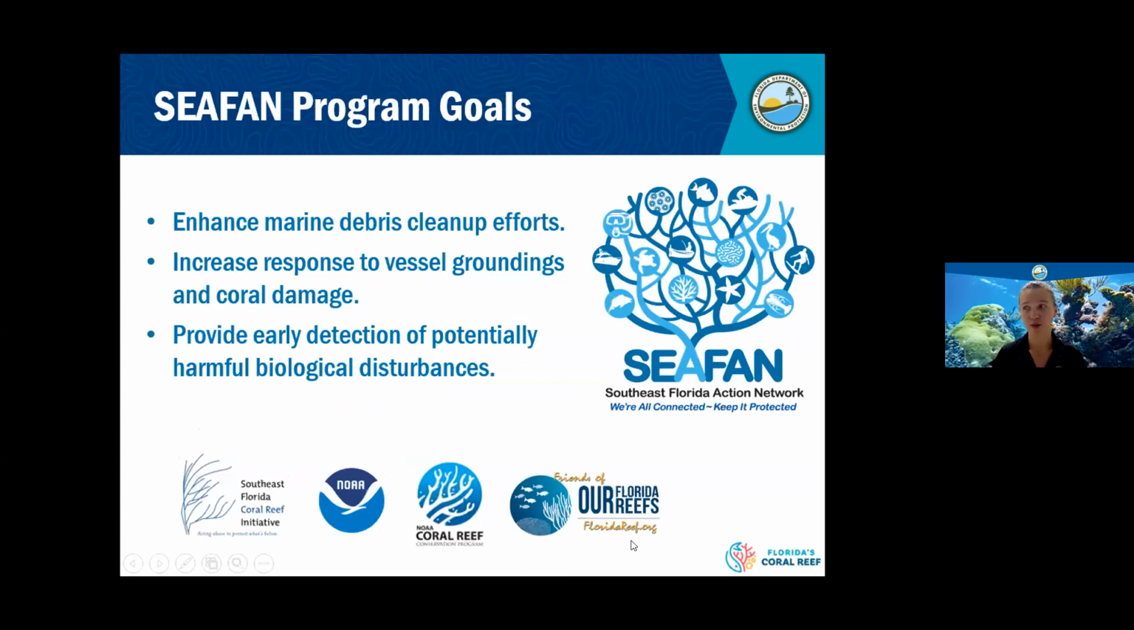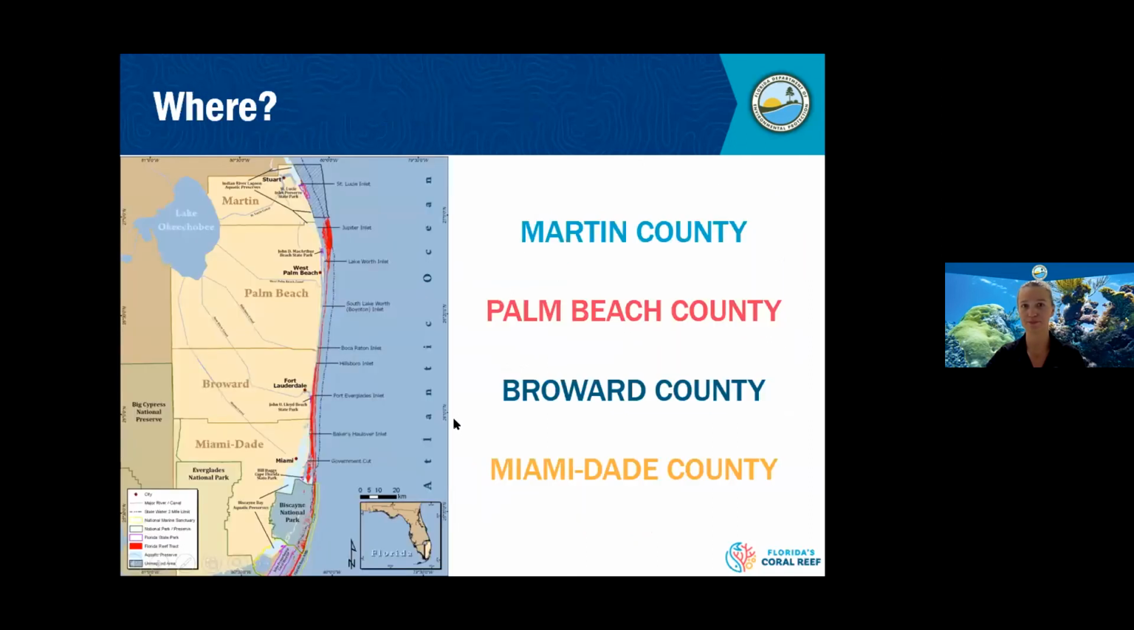So using the SEAFAN reports, the Coral Reef Conservation Program can tackle three main goals. First, we can enhance marine debris cleanup efforts. Second, we can increase our response to vessel groundings and coral damage. And then we can also provide an early detection of potentially harmful biological disturbances. So SEAFAN covers the entire area of the coral ecosystem conservation area that I talked about earlier. So that includes Martin, Palm Beach, Broward, and Miami-Dade counties.